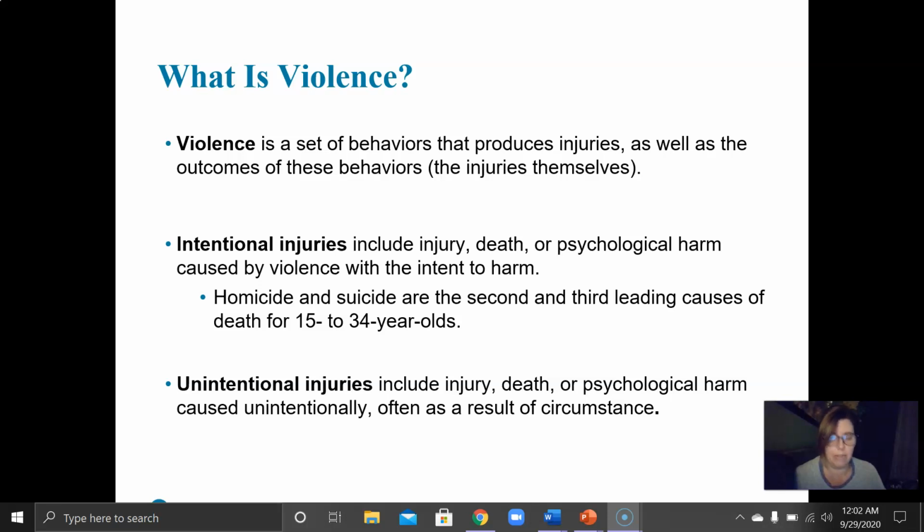The U.S. Public Health Service has categorized violence resulting in injuries into two categories. Intentional injuries, those committed with intent to harm, typically include assaults, homicides, self-inflicted injuries, and suicides. And unintentional injuries, those committed without intent to harm, such as motor vehicle crashes, fires, drownings.